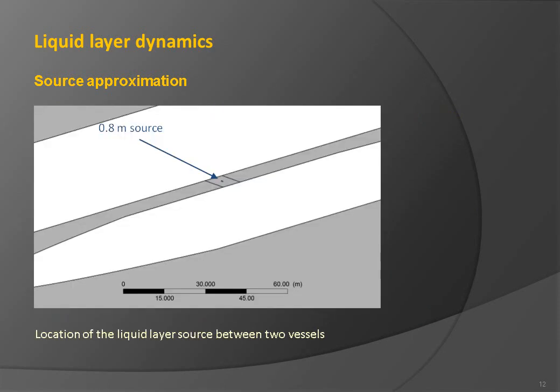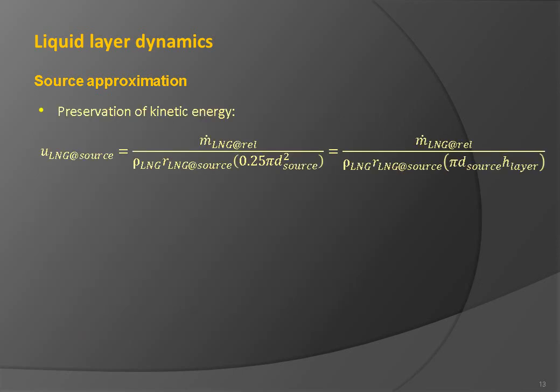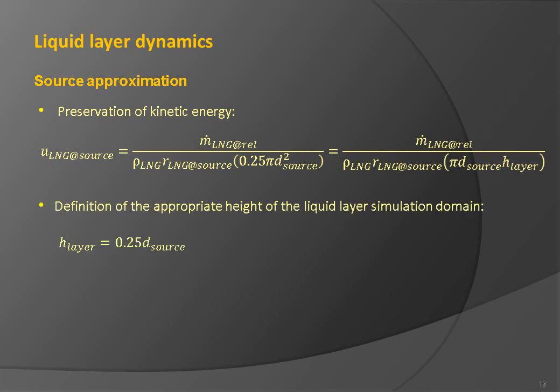The figure shows the location of the liquid layer source between two vessels. The selected diameter of the source was 0.8 meter, or twice the reported release diameter. To maintain the same level of kinetic energy, the following equality for the impinging velocity applies. If we insist on maintaining the same level of kinetic energy of the impinging LNG jet, without any significant mixing with water and no hydraulic jump, this relationship also fully determines the appropriate height of the liquid simulation domain, H layer.